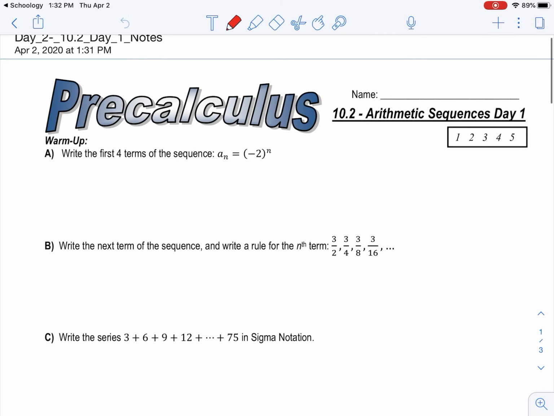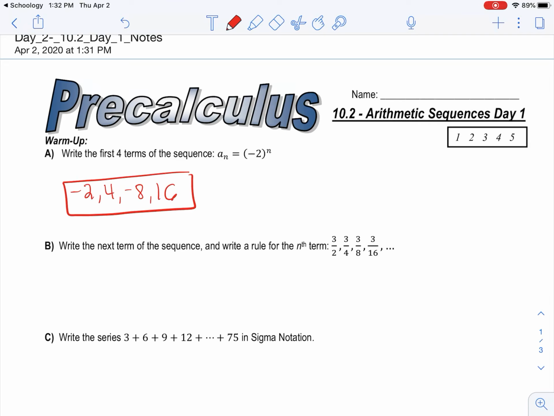All right, this one, write the first four terms of the sequence. So we have to find a sub 1 by plugging in 1 for n. You get -2. Plug in 2, you get 4. Plug in 3, you get -8. Plug in 4, you get 16. So there's your first four terms.